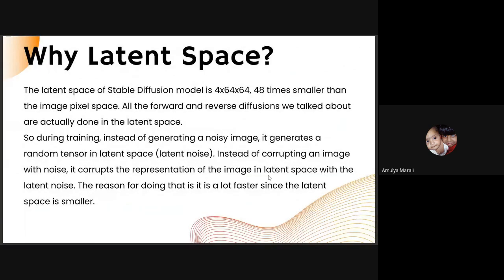So why latent space, as I already explained, how it can be useful in faster computation for the noise and all of that. Again here, during training, instead of generating a noisy image, it generates a random tensor in latent space. Instead of corrupting an image with noise, it corrupts the representation of the image in latent space with latent noise. The reason for doing that is that it is a lot faster since the latent space is smaller.